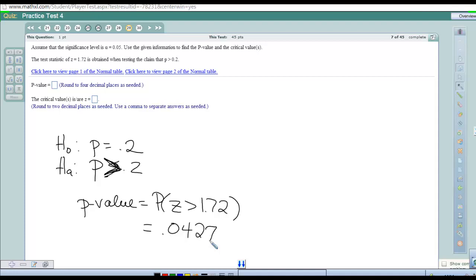Okay? What about the critical value? Okay, for this one, what type of test would we have? Left tail, right tail, or two tail? Right tail test. The symbol in the alternative hypothesis always points towards the rejection region. So it's a right tail test. We've got 0.05 in the right tail, which means we've got 0.95 over here.